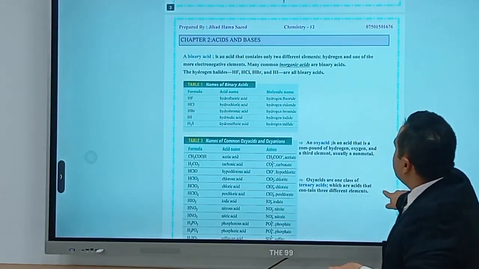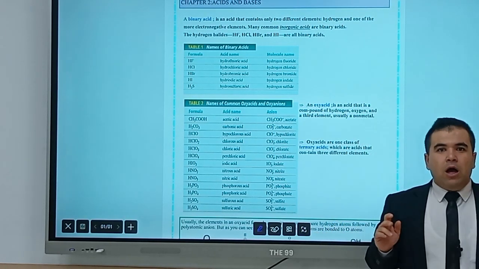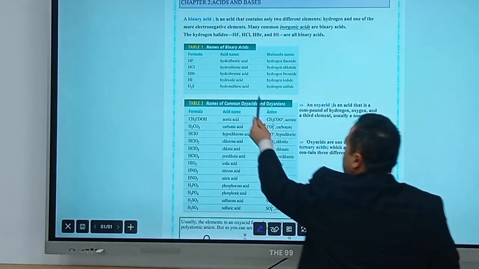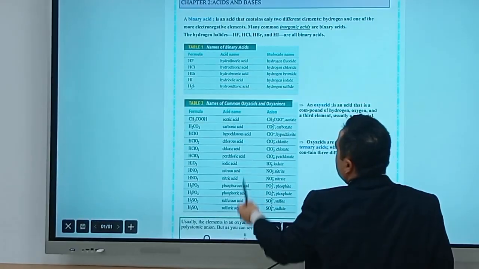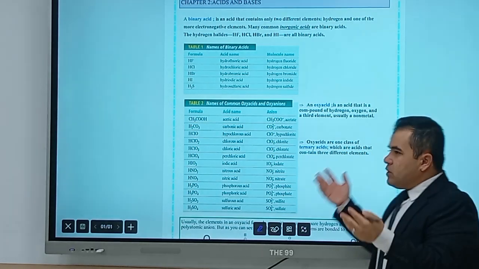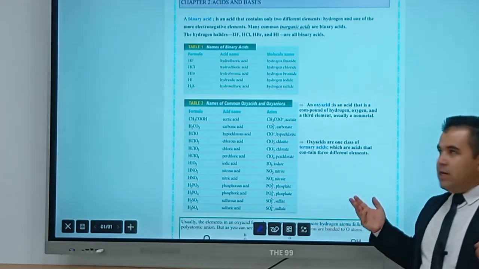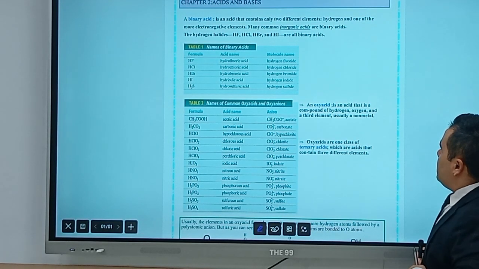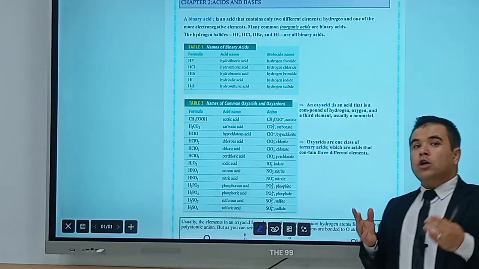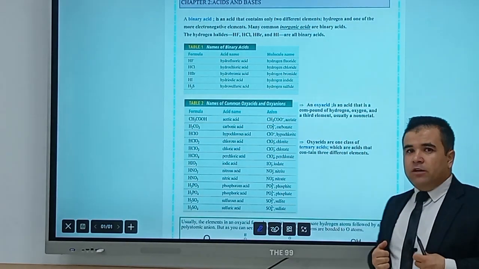Guys, here we have the tables in our book to somehow memorize the acids: the binary acids in table 1, and in table 2, the oxyacids and the oxyanions as well. We have provided tips in the first chapter in order to memorize these acids, and we have defined the binary acid. We said the binary acids are those acids composed of two elements, usually hydrogen with the halogens and sulfur.